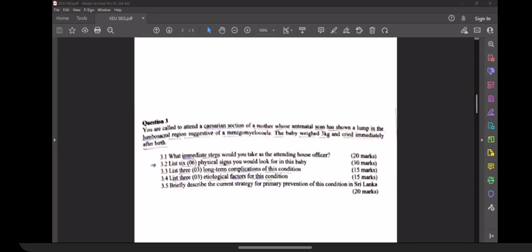So list 3 long-term complications of this condition. Generally, most of the meningomyelocele do get repaired, and that's not the end of the story. They do have long-term issues. Number one is residual weakness. So they may not be able to walk. Even if they are able to walk, they may be weak. So that is residual weakness, and paraparesis is one of the complications.